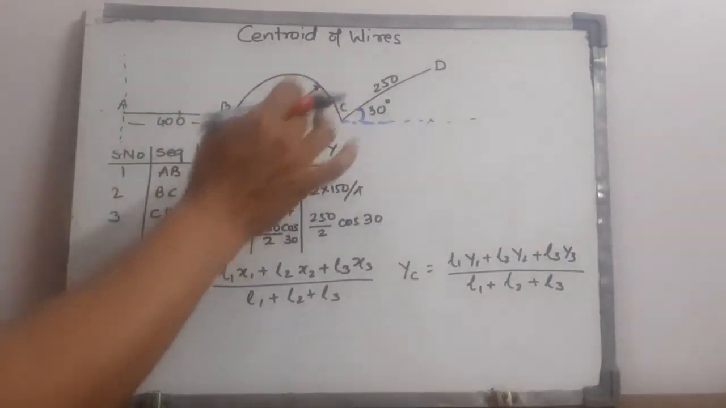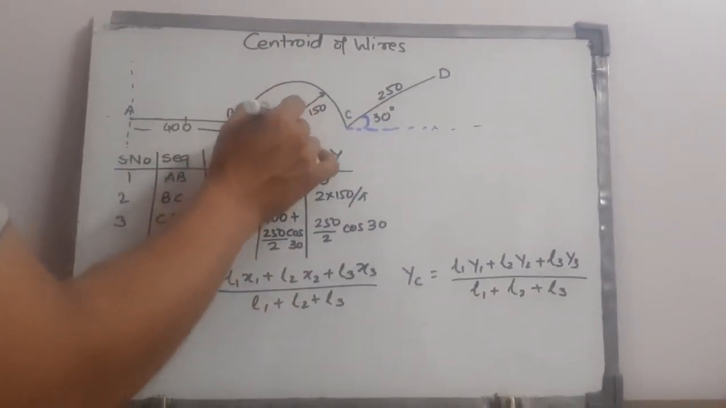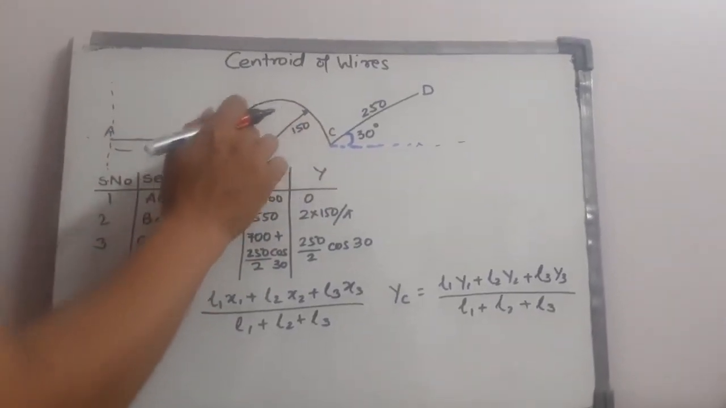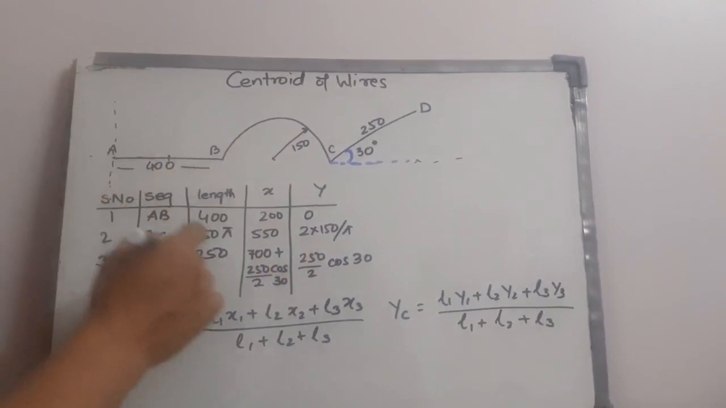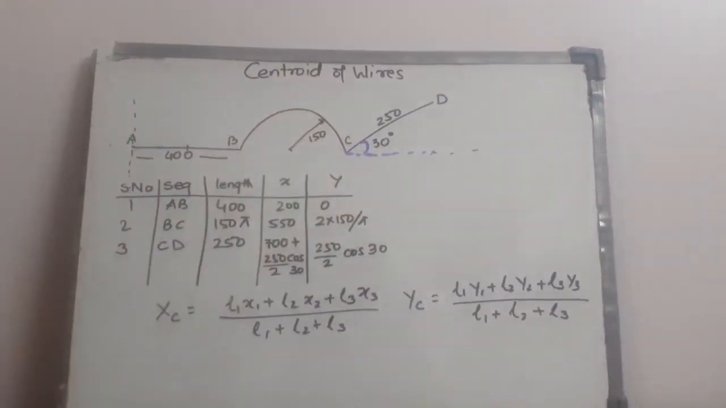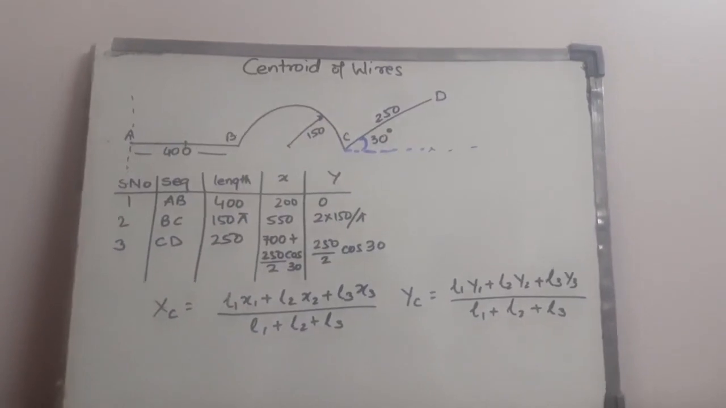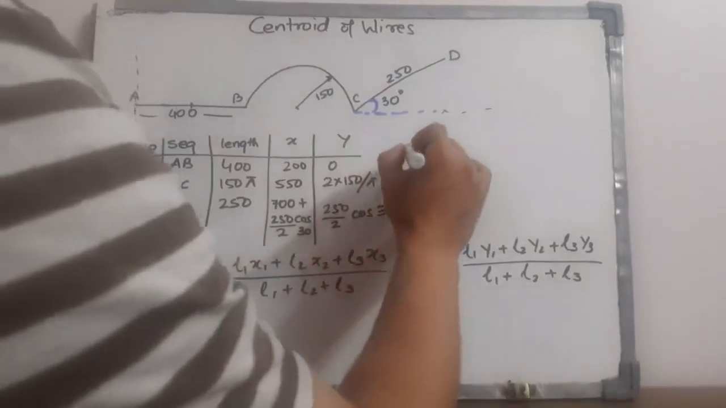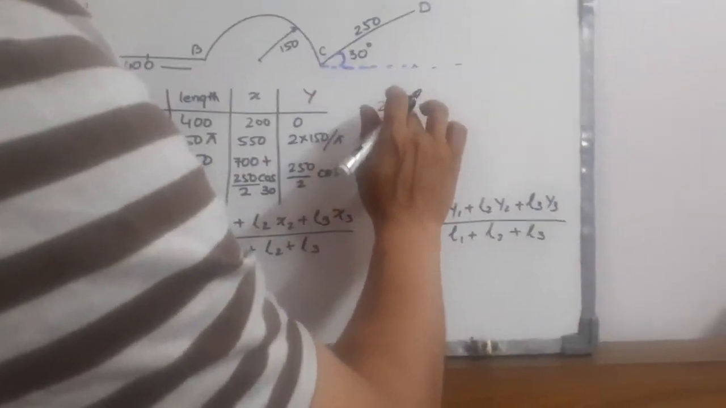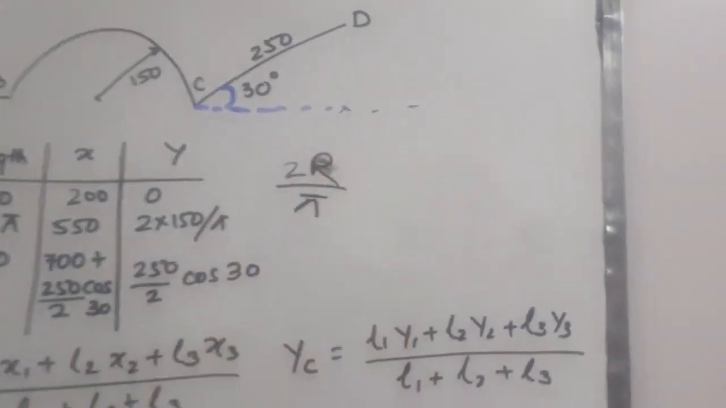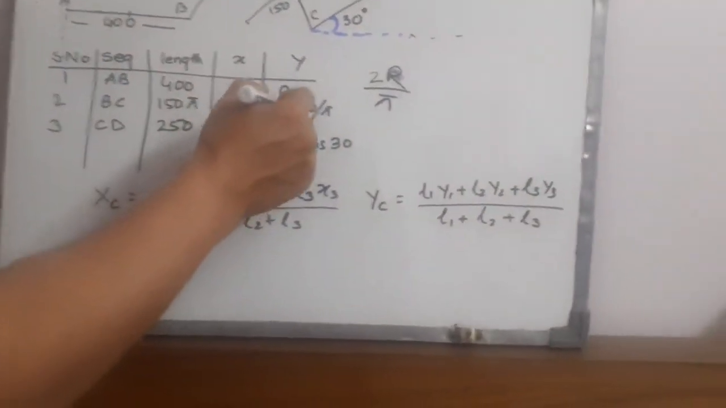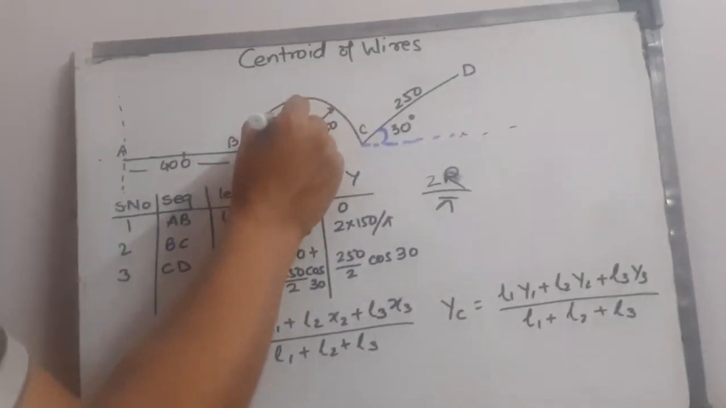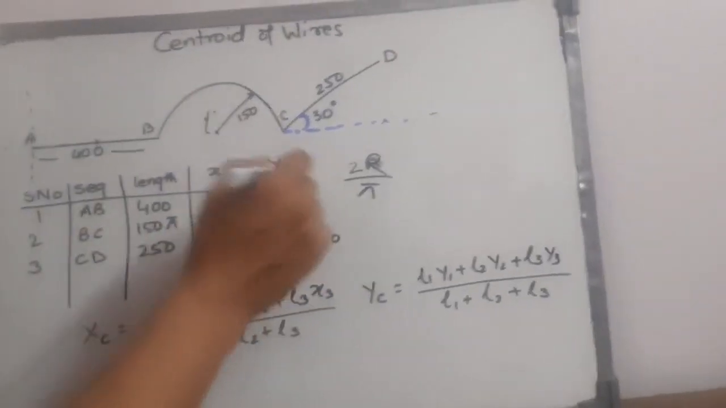Similarly BC, the centroid in x direction lies here. So this distance is 400 plus 150, 550 from this origin. And for a semicircular arc made up of wires, the value of y bar is given by 2r by pi. The standard formula is 2r divided by pi. So we will be using this relationship. So you have 2r by pi, it will be placed somewhere here. This distance is 2r by pi, so you have values of x and y as this.